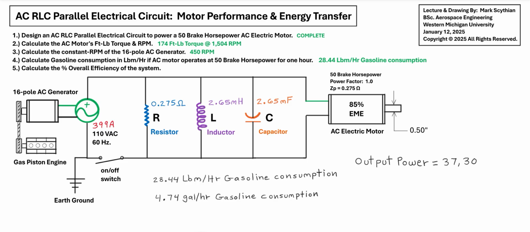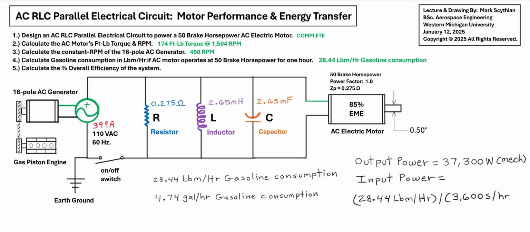So number 5, calculate the percent overall efficiency of the system. We know our output power at the motor's output drive is 37,300 watts of mechanical power. We have to calculate the input or the indicated power in the form of burning gasoline fuel. So again, we can use the 28.44 pounds per hour value of gasoline consumption, divide it by 3,600 seconds to solve for the pounds per second gasoline consumption. Then we multiply it by 20,000 BTU per pound energy density.